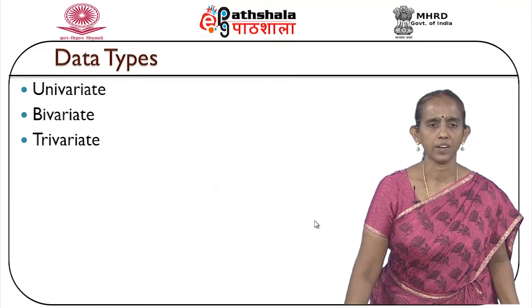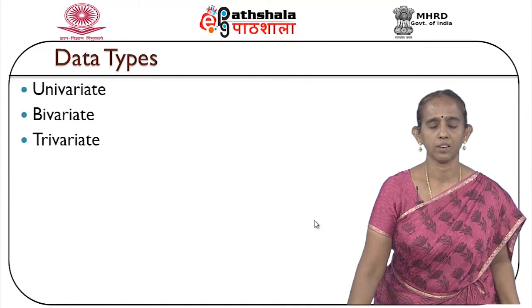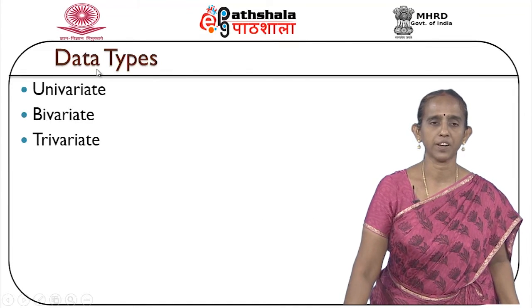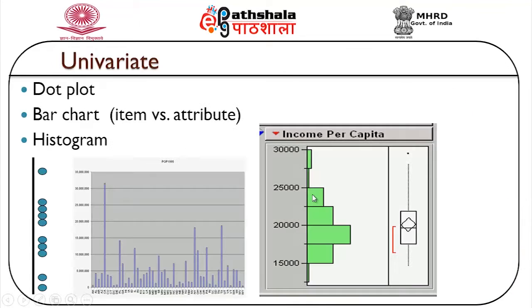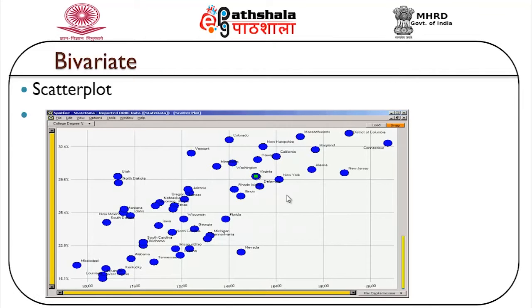Then based on the data types, the visualization can also be classified as univariate data, bivariate data, and then trivariate data visualization. In univariate data visualization, usually the plots are in the form of a dot plot, or it can be in the form of a bar chart, or it can be in the form of a histogram. So these are examples of visualization of univariate data type.